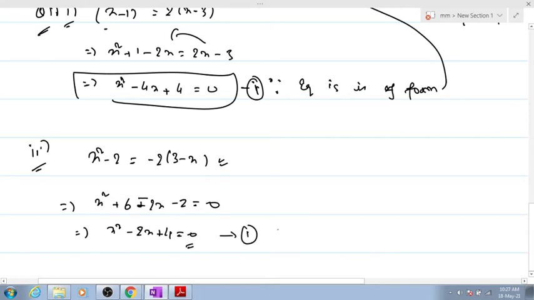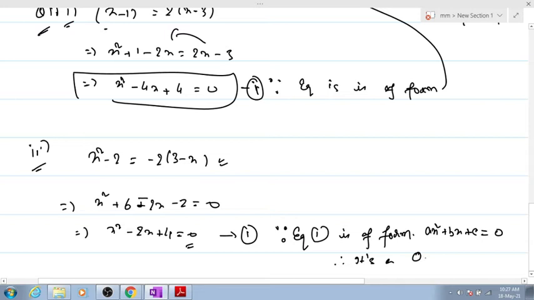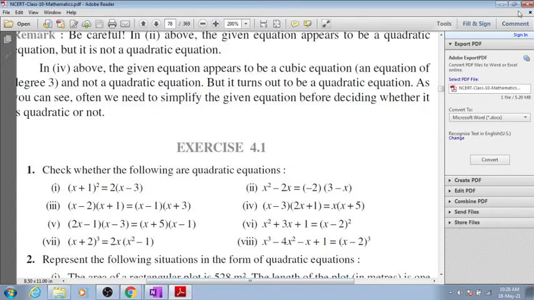Let this be equation 1. Again we write the same line. Equation 1 is of the form ax square plus bx plus c, therefore it's a quadratic equation. I'm writing QE, okay? I don't have to write it all the time. You write it as quadratic equation. Clear? Now students who are done with this, kindly move on to the third one, fourth one, and go on completing it.